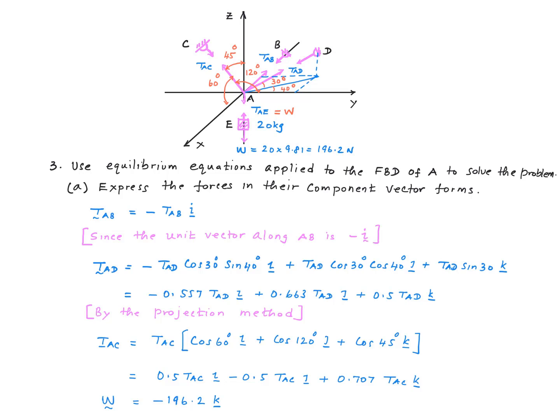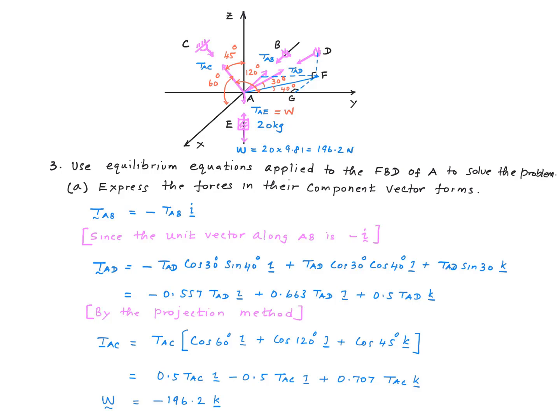So we need to use one of the three methods we talked about before in order to represent that tension TAD in a vector form. Remember the three methods, right? The projection method, the direction angle method, and the position vector method, right? Out of the three, you can see this vector is set up for applying the projection method.